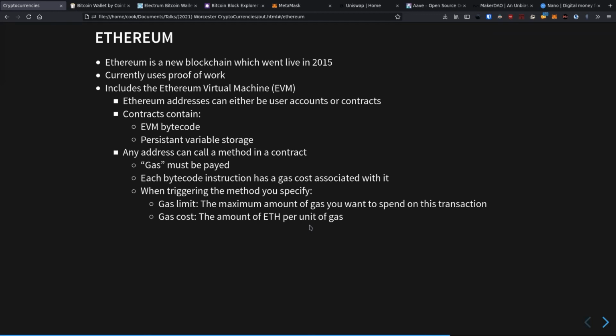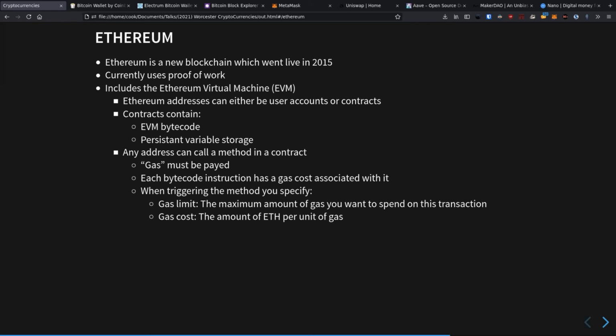So Ethereum is another blockchain. It went live in 2015, and it uses proof of work as well, which is where you calculate the hashes. And it includes the Ethereum virtual machine. So on Ethereum, an address can either be an account, or it can be a contract. So a contract is basically just an address that has associated with it Ethereum virtual machine bytecode, and also a set of persistent data storage that it can access atomically.